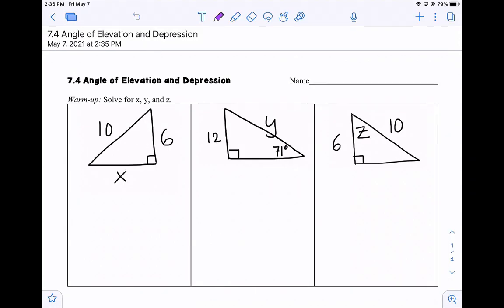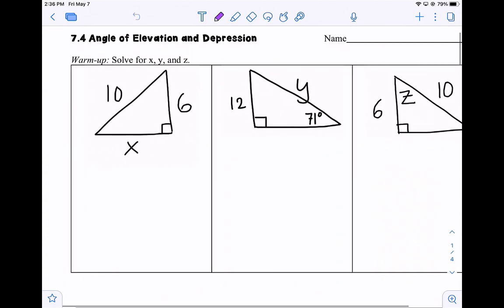In section 7.4, we'll review how to use trig to solve for sides and angles, and we'll take a look at what's called an angle of elevation and an angle of depression. So first, a warm-up: solve for x, y, and z.